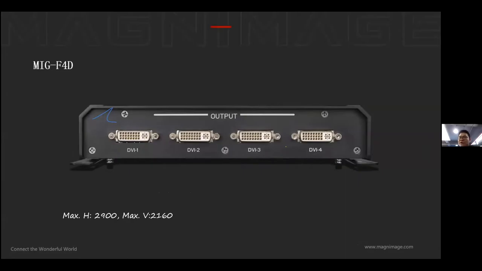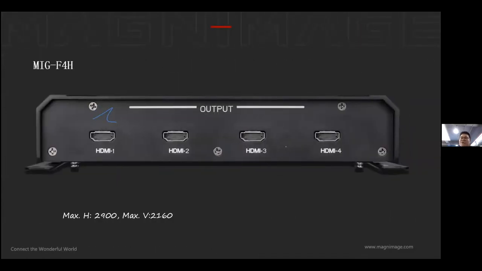For the outputs, we can have 4 DVI, each one is 2K. And also we can have 4 HDMI, same, you can choose. Price is also the same. And the maximum horizontal width is 2,900, and the max vertical height is 2,160. Here's the HDMI output. Resolution and loading capacity are the same.